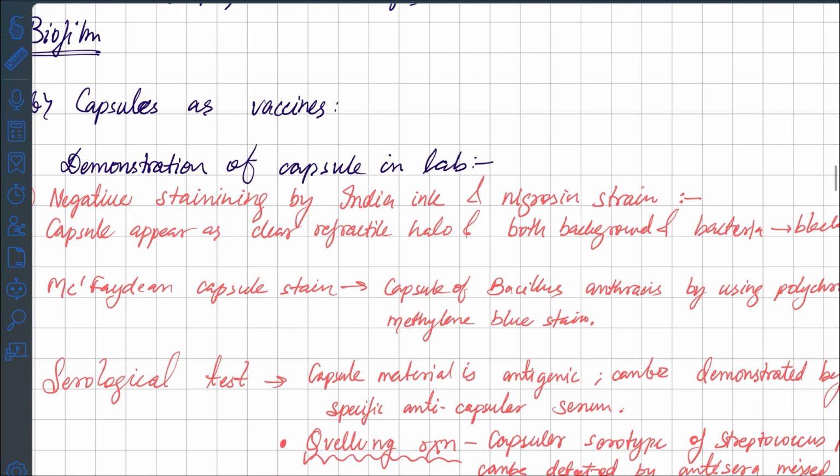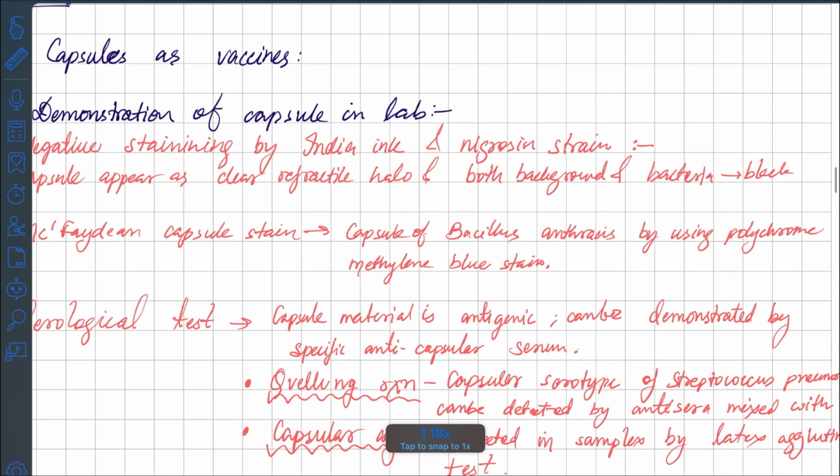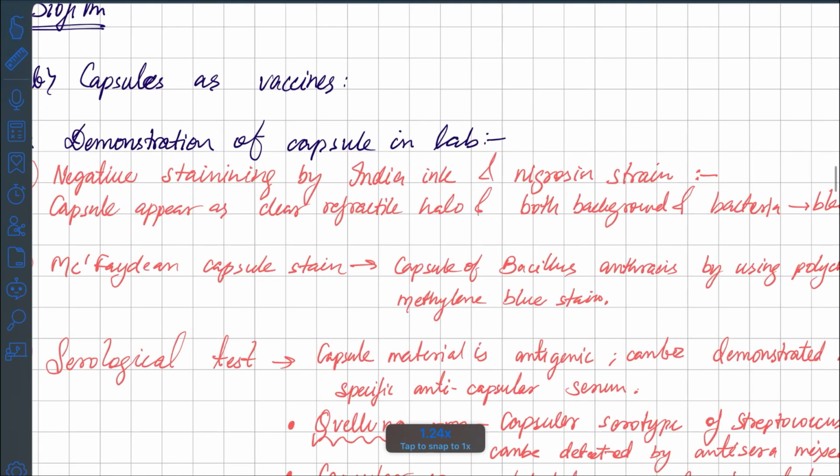Now, how will you demonstrate a capsule in the lab? There are different ways to demonstrate capsule in a laboratory. We'll see them one by one. First is negative staining by India ink or Nigrosin stain. The capsules appear as a clear refractile halo. Can you see the halo like this pen? If I draw something over here, just see the margin. Can you see it a little bit bright?